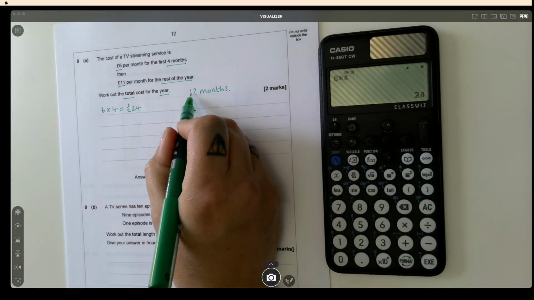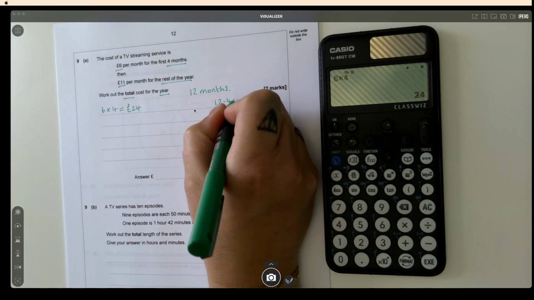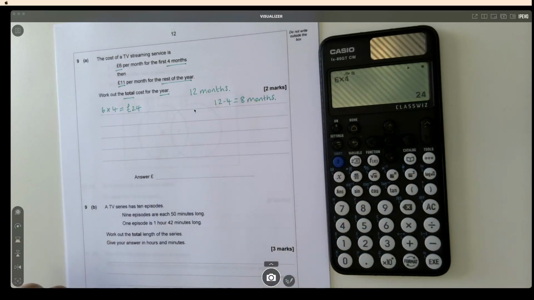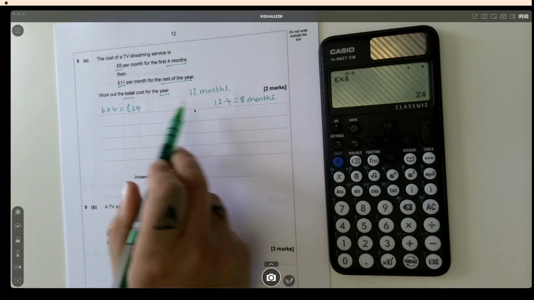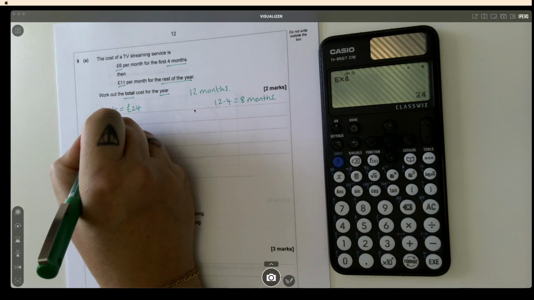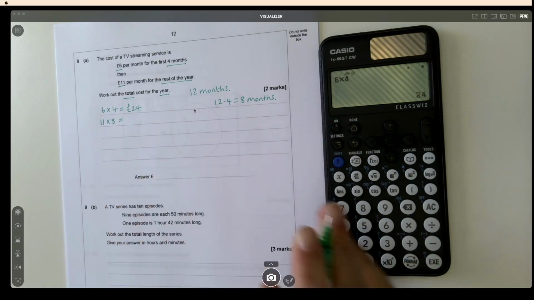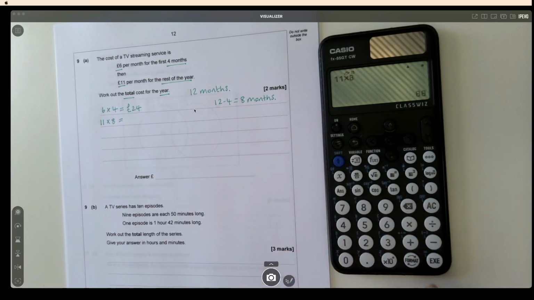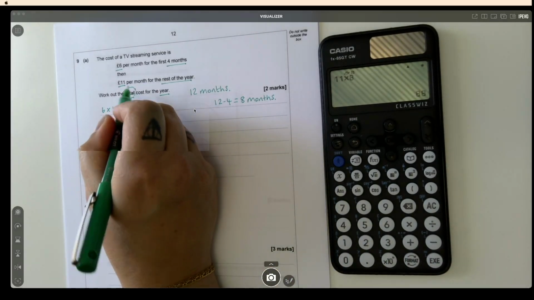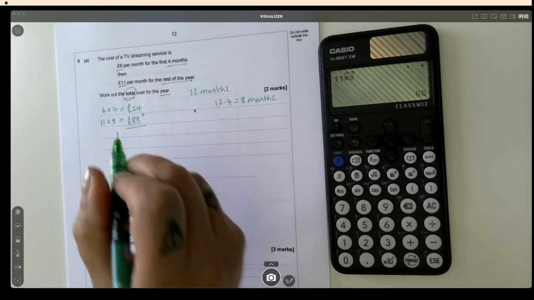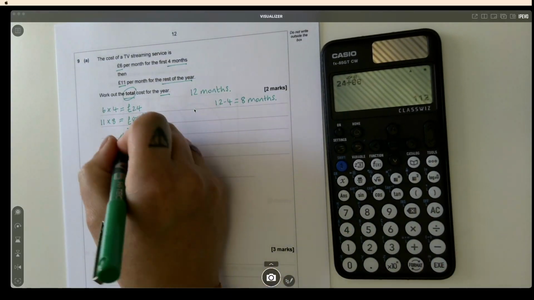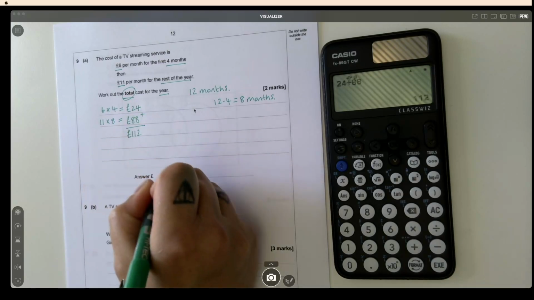Now, 12 take away 4 tells us that there are 8 months left to pay for. So for those remaining months, they're paying the £11 a month fee. So we're doing 11 times 8, which is £88. And it wants the total cost. So we're going to add those two amounts together, and the total cost is £112.